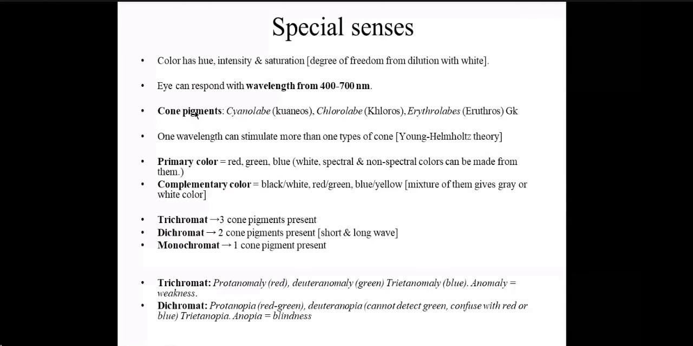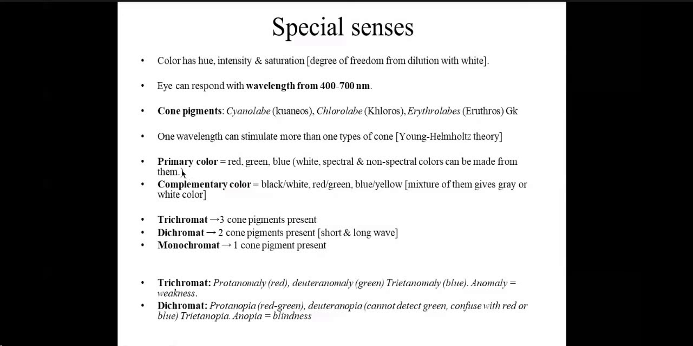Then cones have cyanolabe. It came from kuanos, that is cyanos or kuanos. It is Latin. Chlorolabe: chloros means green, and erythrolabe: erythros means red. These are all Greek words. So cone pigments may be cyanolabe, chlorolabe, or erythrolabe. The three types of cones may be present in our retina. One wavelength can stimulate more than one type of cone. But this is the Young-Helmholtz theory. I will come to it later.